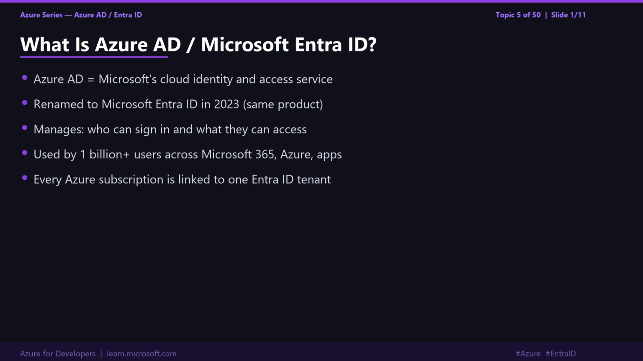Let me start with a clear definition. Azure Active Directory, now officially called Microsoft Entra ID, is Microsoft's cloud-based identity and access management service. Think of it as the gatekeeper for everything in Azure and Microsoft's cloud ecosystem. When a developer logs into the Azure portal, that authentication flows through Entra ID. When an employee logs into Microsoft Teams or Outlook, that is Entra ID. When your application needs to verify who a user is, it uses Entra ID.